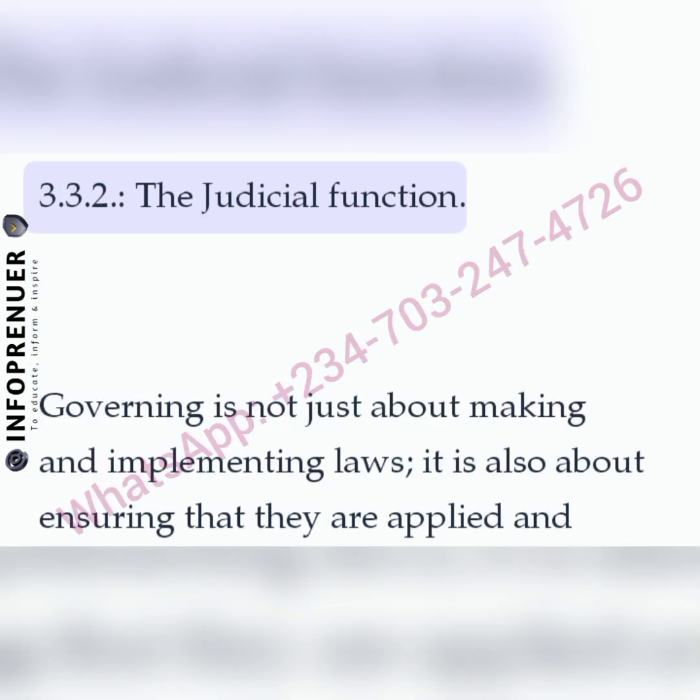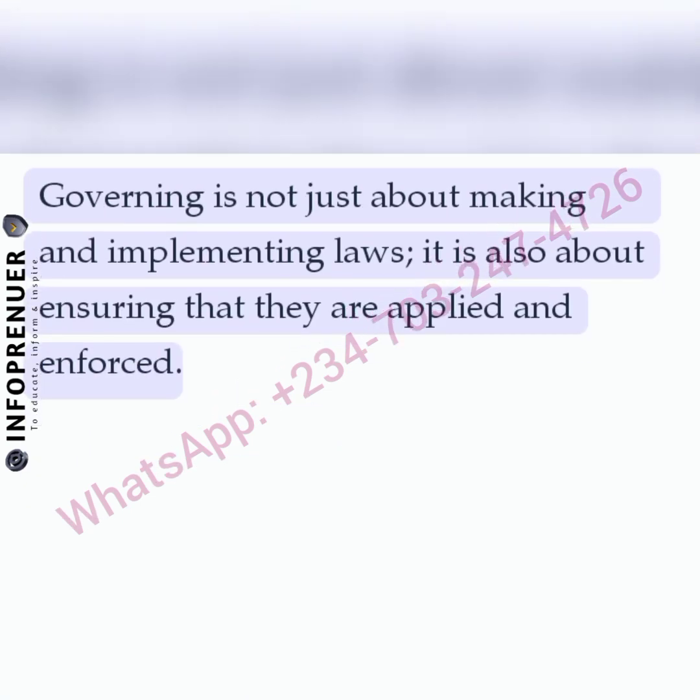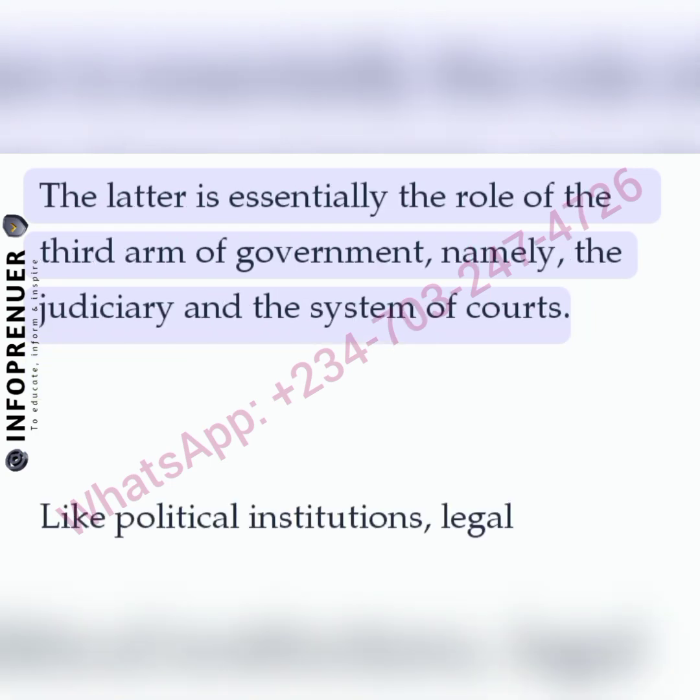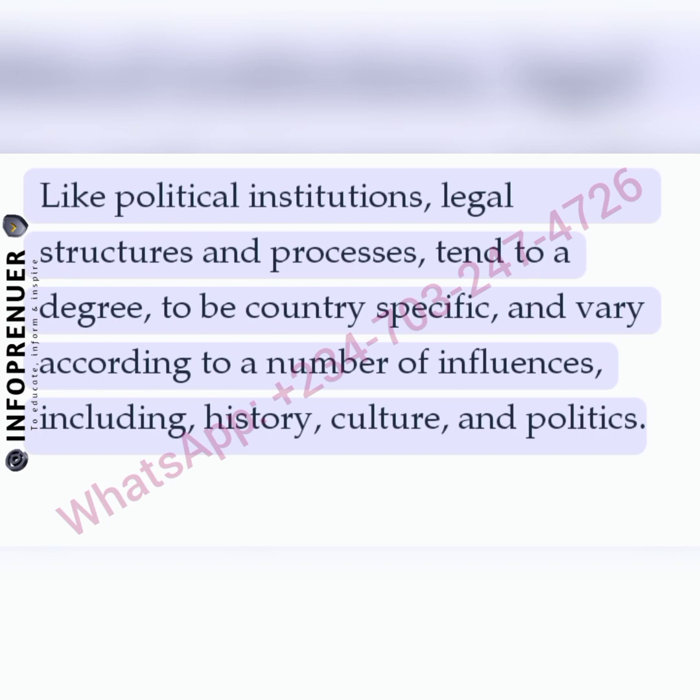3.3.2. The judicial function. Governing is not just about making and implementing laws, it is also about ensuring that they are applied and enforced. The latter is essentially the role of the third arm of government, namely, the judiciary and the system of courts. Like political institutions, legal structures and processes tend to a degree to be country-specific and vary according to a number of influences, including history, culture, and politics.